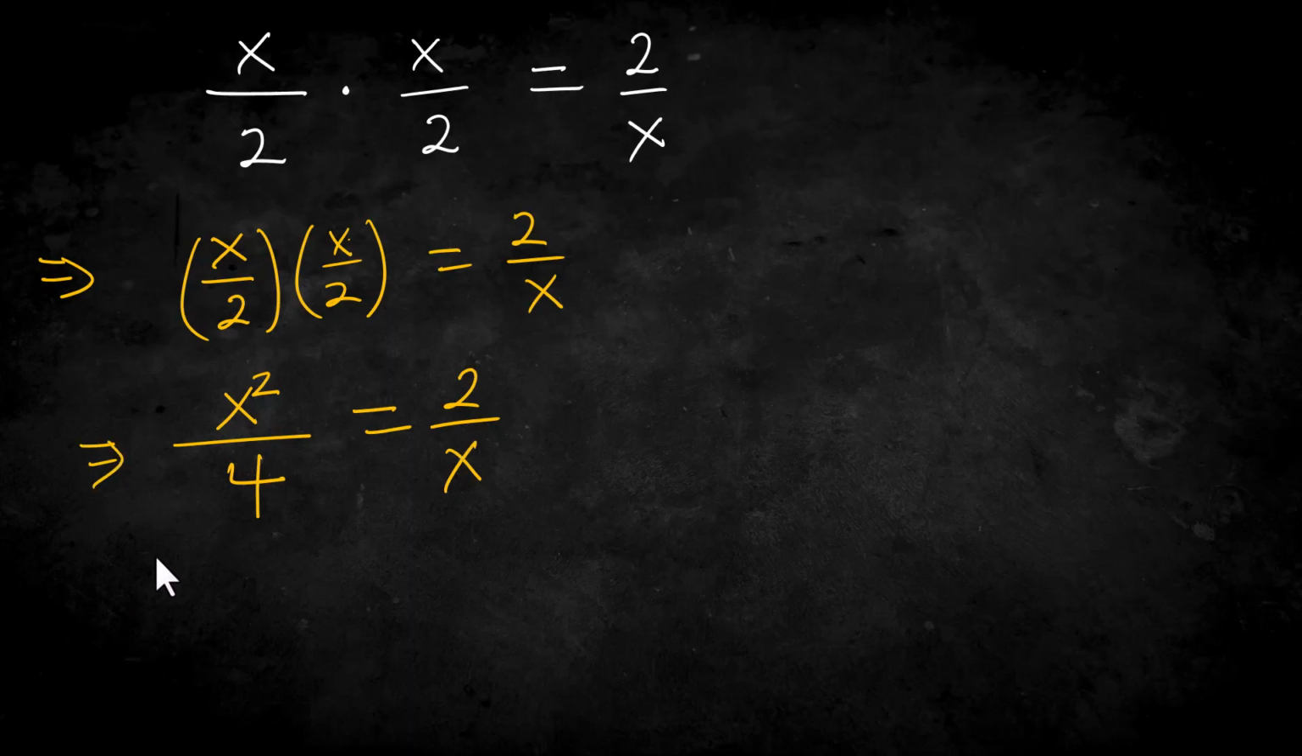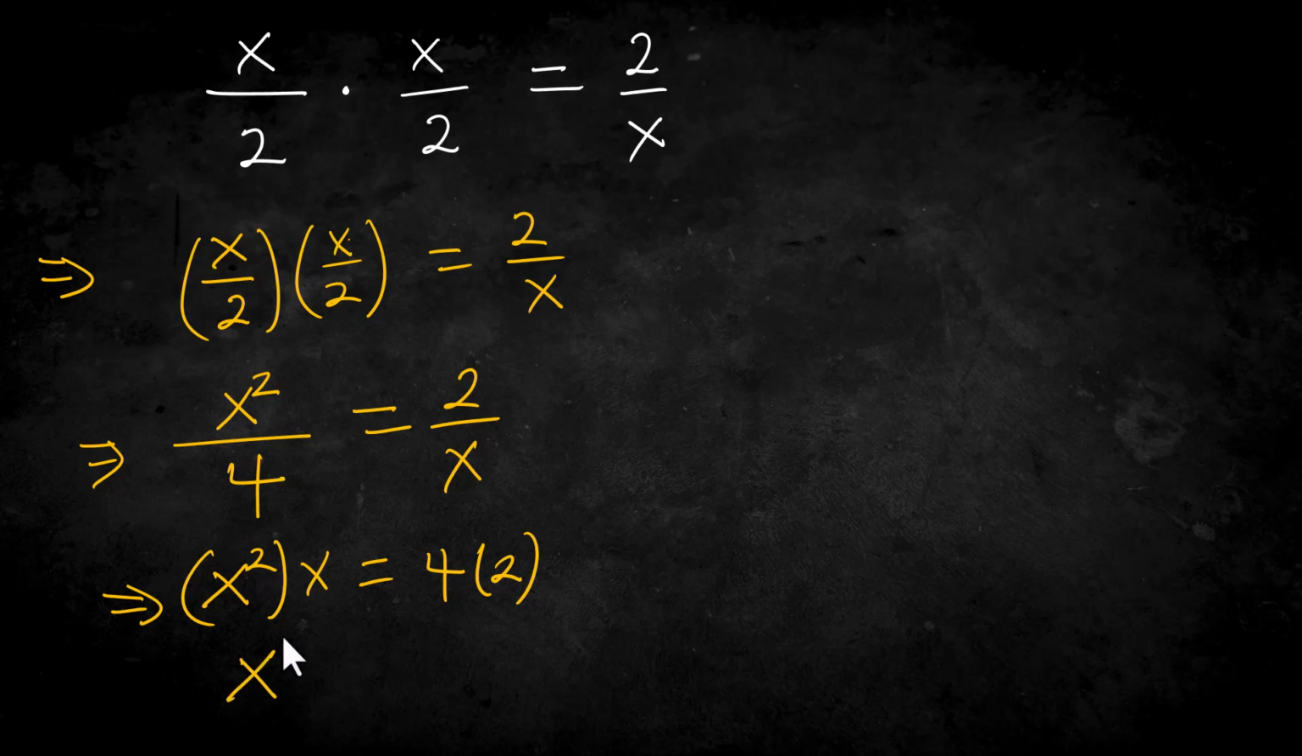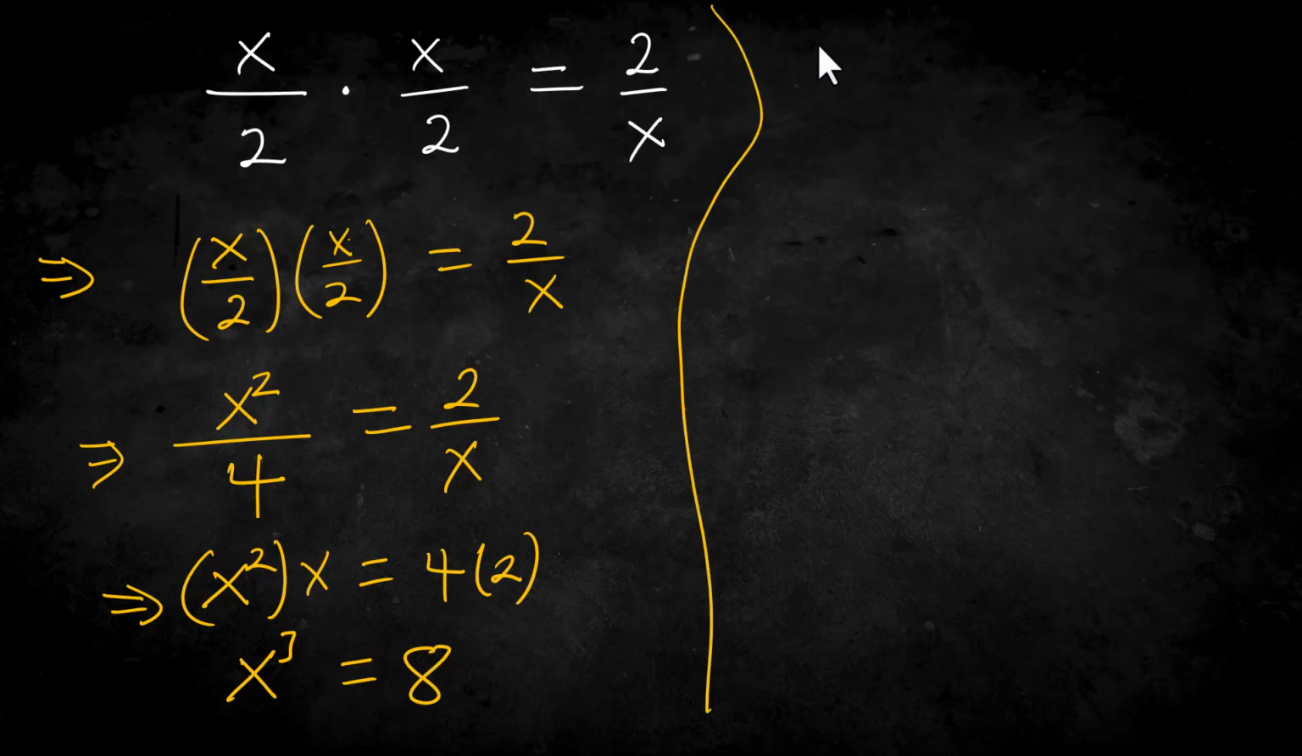So let's go ahead and do cross multiplication. So x squared times x, then 4 times 2. So we have x cubed equals 8. All right. So we have x cubed minus 8 equals 0. So this one becomes an identity.